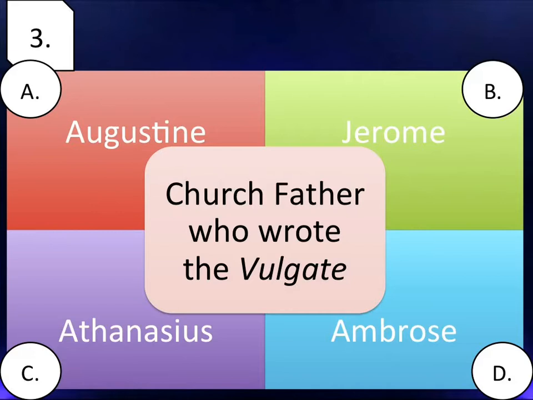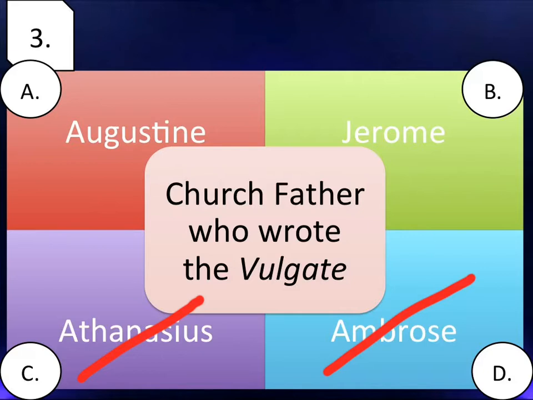Well, let's start getting rid of them. Ambrose did not. Ambrose was a church father. He was the one who was made bishop almost against his own will because he had been governor. Wasn't him. They all lived around the same time, though. Nor was it Athanasius. Athanasius wrote many things, especially against Arianism. He also wrote a life of St. Anthony of Egypt.